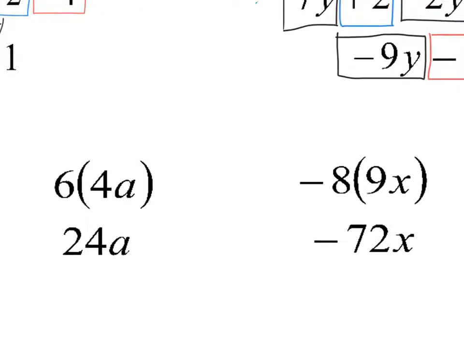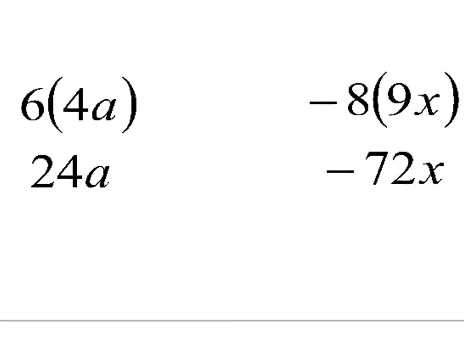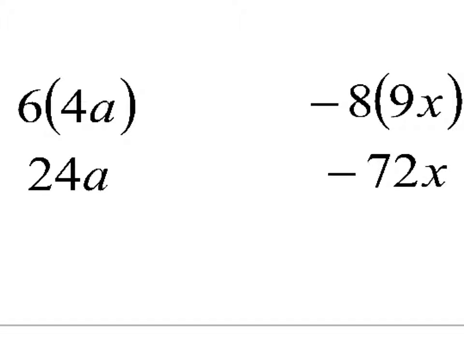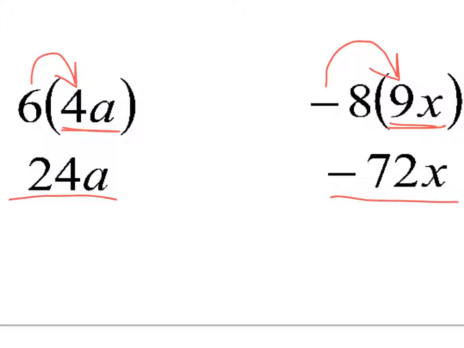Now I've got 2 that I think are pretty straightforward distributing. Instead of having to distribute to 2 terms, it's only got 1 term, so I'm going to multiply the 6 times that 4, which is going to give me a positive 24, and then I've got a negative 8, which I'm going to distribute to this 9x, which is going to give me a negative 72x. And because there's only 1 term inside each of these parentheses, there is only 1 term that I have to distribute to, so that means my answer is only going to be 1 term as well.